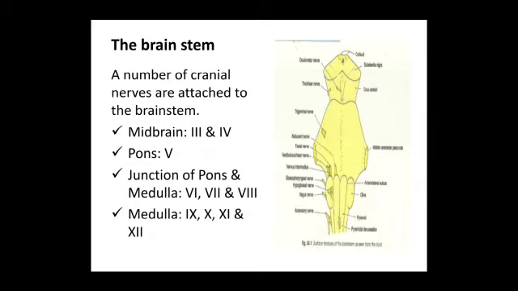So here again you can see the section of the brain stem, with the cranial nerves emerging out. From the midbrain, the third and fourth, that is the oculomotor and trochlear. Fifth, at the pons, and at the junction between pons and medulla are the abducent, the facial nerve and the vestibulocochlear nerve. And in the medulla oblongata, the glossopharyngeal, vagus, accessory and hypoglossal nerves are going to emerge out.